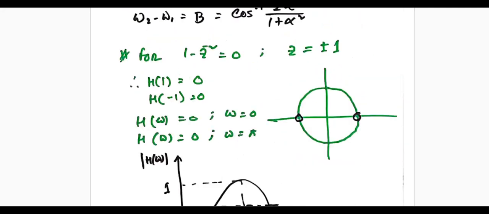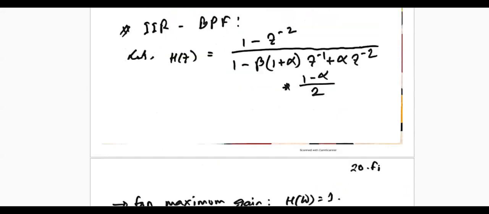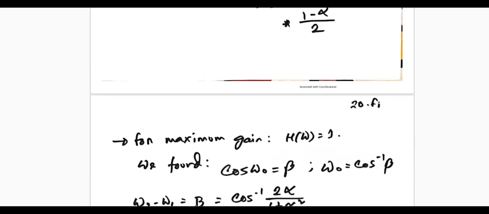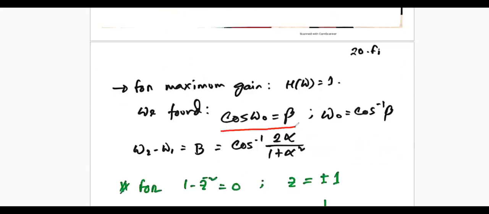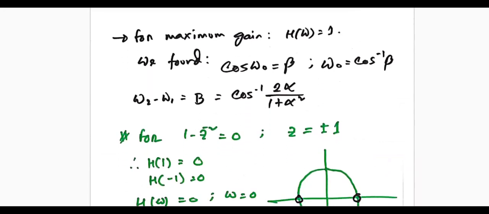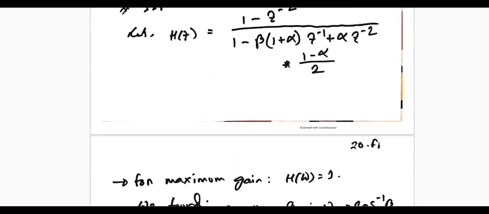If you consider the fundamental equation, put it equal to 1 and solve, you find that cos omega 0 equals beta. From there you can find omega 0 equals cos inverse beta. Again, for the fundamental equation, whenever we take the magnitude equal to 1 divided by √2, that means you are targeting the cutoff frequency.